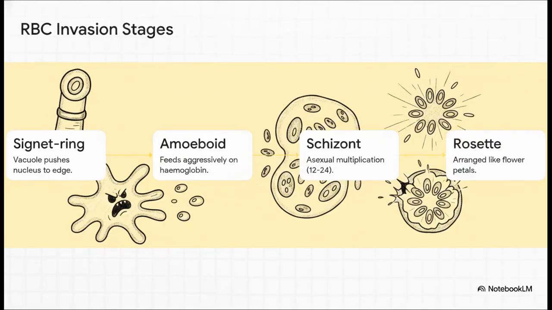Let's break down exactly what happens inside a single red blood cell, step by step. First step is the signet ring stage. A large vacuole forms and pushes the nucleus to the side, so it actually looks like a ring on a finger. Next, it becomes an amoeboid. Think of this stage as a ravenously hungry factory worker. It aggressively feeds on the cell's hemoglobin. Then it hits the schizont stage, multiplying asexually into 12 to 24 new merozoites. Finally, in the rosette stage, they arrange themselves perfectly, kind of like the petals of a rose, just before the red blood cell ruptures completely.